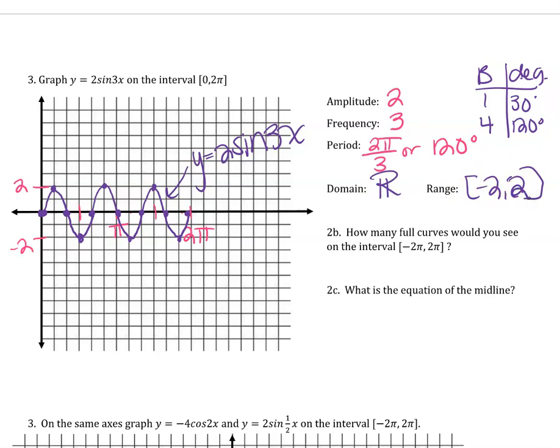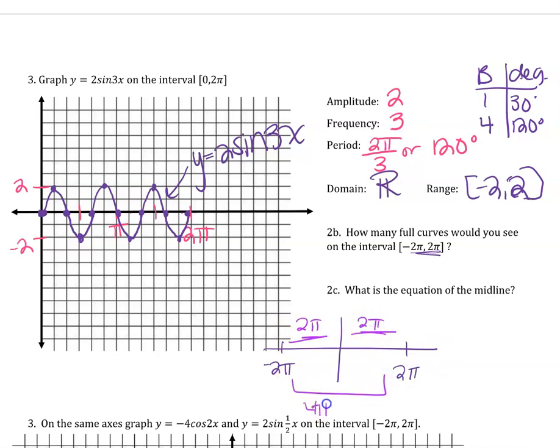Okay. How many full curves would we expect to see over -2 pi to 2 pi? All right, so just like I said before, this is -2 pi, this is 2 pi. So that means this is 2 pi units, this is 2 pi units, so we're looking over the course of 4 pi units. Now this one's a little bit more thought-provoking. Okay, we're asking you to look over 4 pi units.